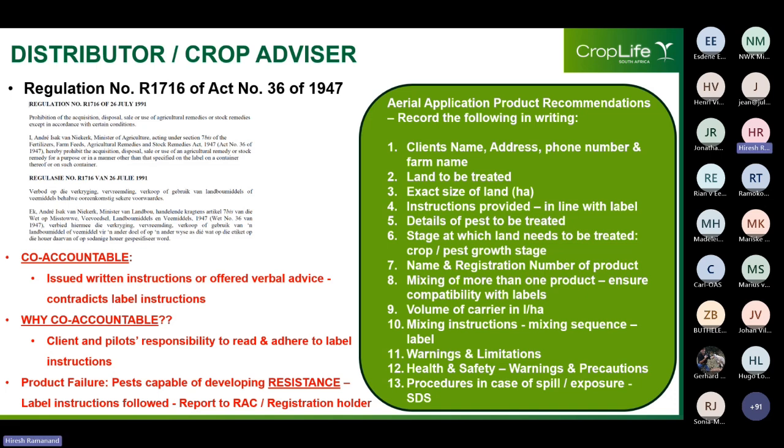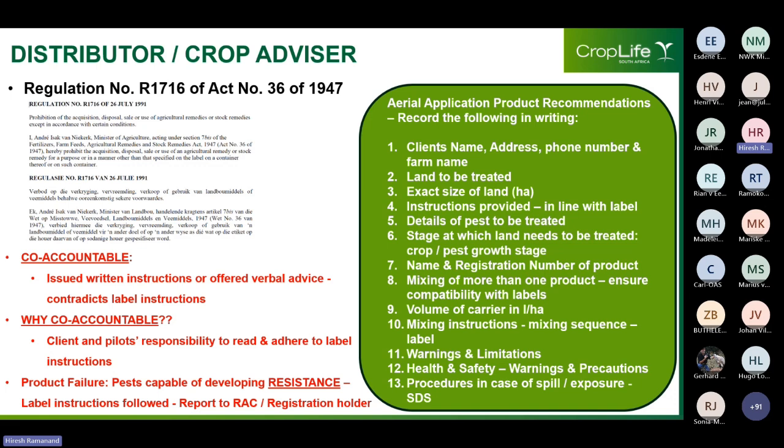In a case of product failure, where the product was used strictly according to label instructions and where the target crop pest has the ability to develop resistance to crop protection products, such an incident must be reported by the distributor or crop advisor to the relevant Resistance Action Committee and the registration holder for further investigation.